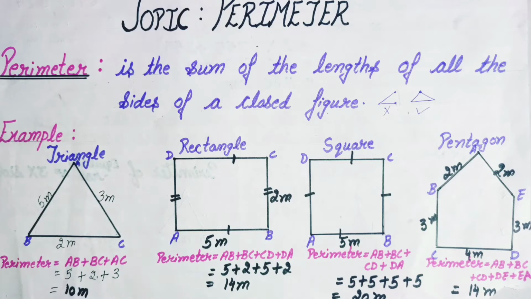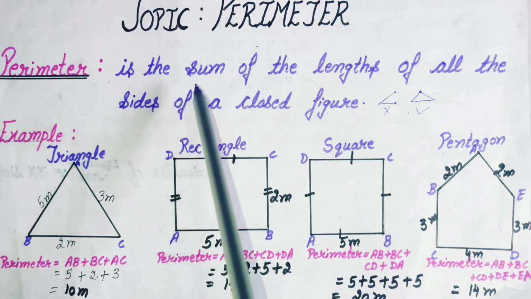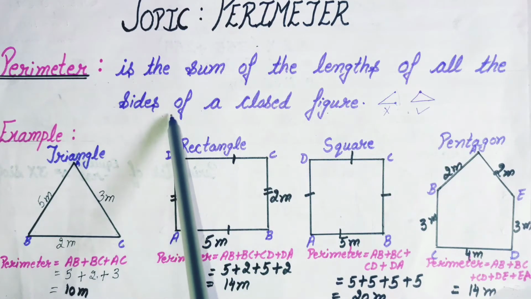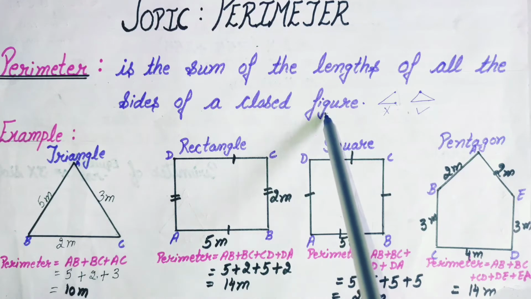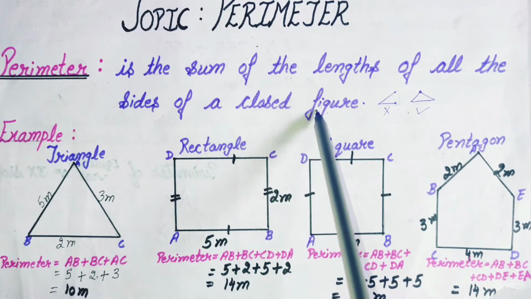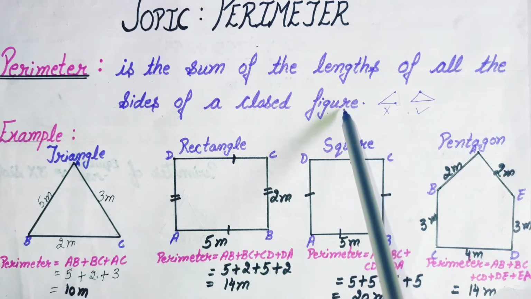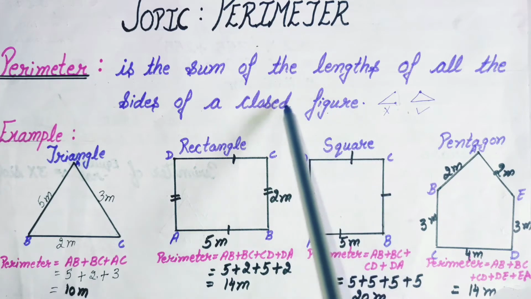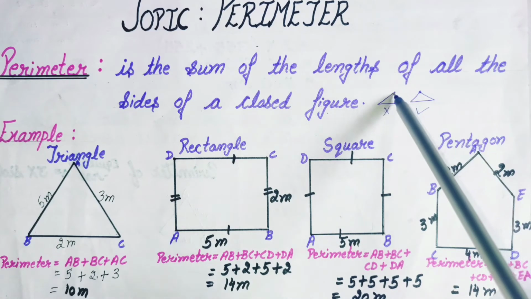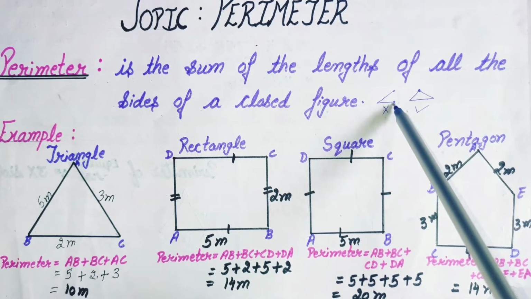Today we will start a new topic, that is perimeter. So what do you mean by this word perimeter? Perimeter is the sum of the lengths of all the sides of a closed figure. First of all, we should be aware of the term closed figure. Students, a closed figure is that figure in which the starting point and the ending point are the same.